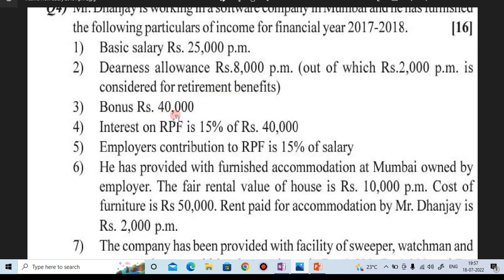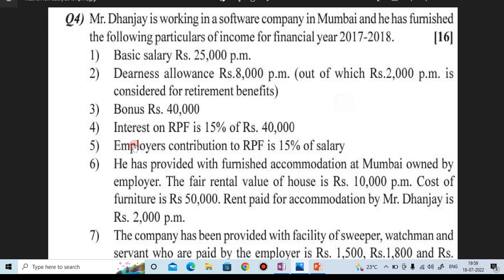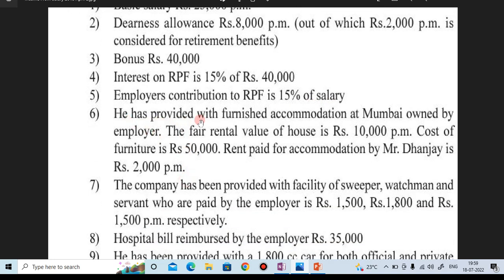Bonus, rupees 40,000. Interest on RPF, Recognized Provident Fund, is 15% of rupees 40,000. Next is employee contribution to Recognized Provident Fund, 15% of salary. He has been provided furnished accommodation at Mumbai owned by the employer. The fair rental value of the house is rupees 10,000 per month. Cost of furniture is rupees 50,000. Rent paid for the accommodation by Mr. Dhananjay is rupees 2,000 per month.